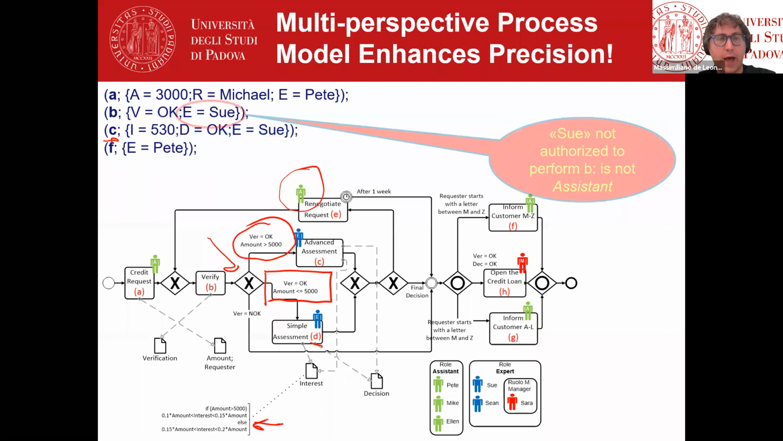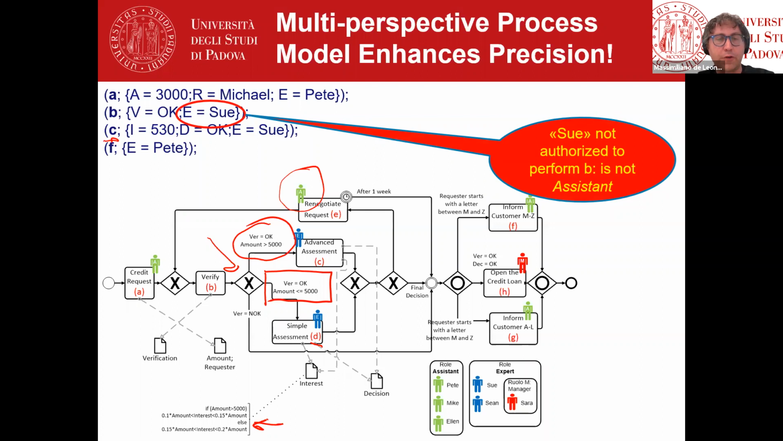So the message is that only if you specify this information can you constrain and really stick to the behavior that the model should allow.